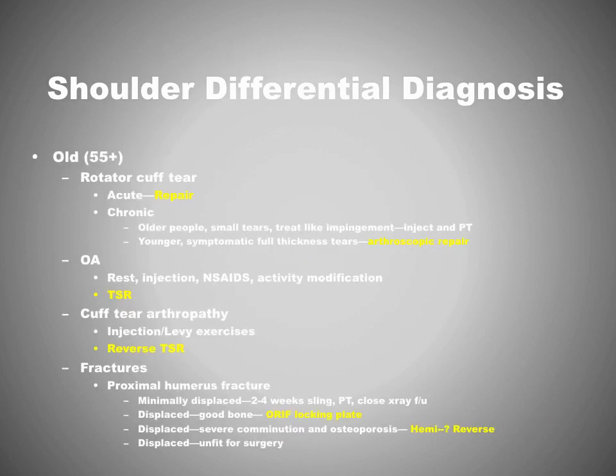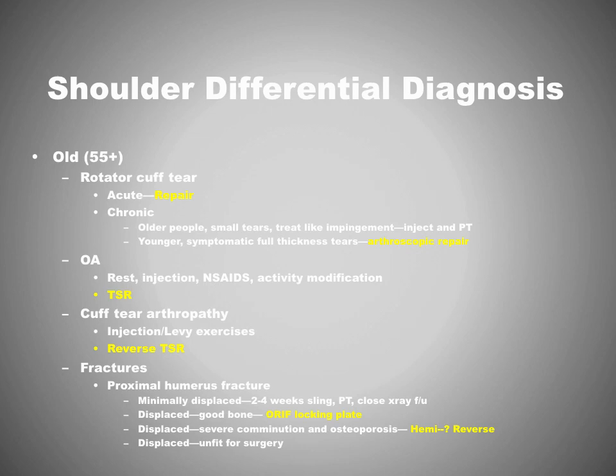And last slide here in my talk is the older folks. Older folks, again, they have degenerative conditions. If an older patient has had an acute trauma and they went from having a strong shoulder to a really bad weak shoulder and take an MRI and there's an acute tear, I'll take them straight to surgery. With chronic tears in older people that are small, I'll treat like impingement.